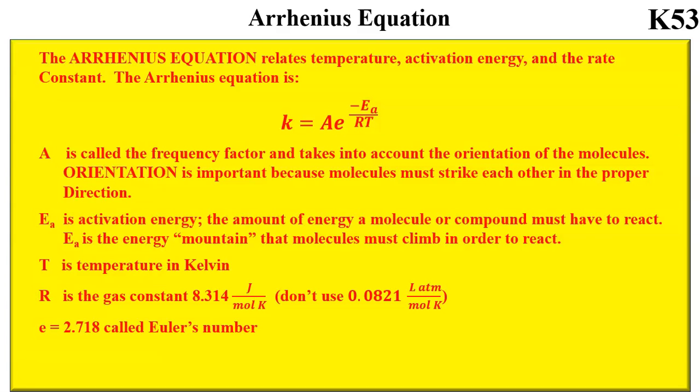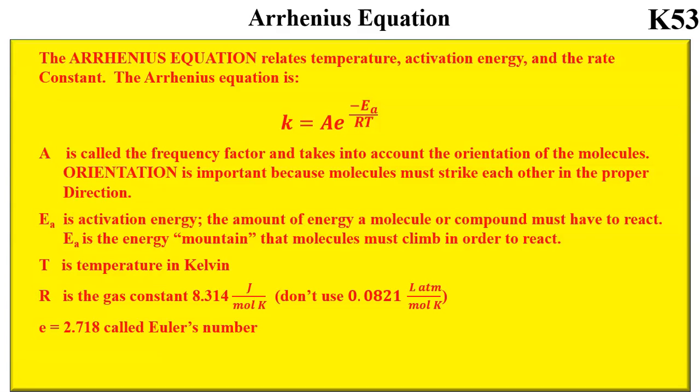Ea is activation energy. That's the top of that hill that we talked about a few slides back on the energy diagram. That's the amount of energy a molecule or compound must have to react. So Ea is the energy mountain that molecules must climb in order to react. T is the temperature in Kelvin. R is the gas constant.